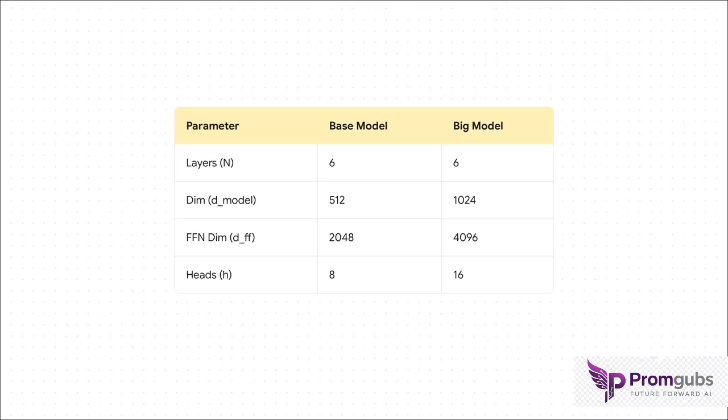And this table here shows you how we scale these building blocks up. To go from a base model to a bigger, more capable one, we don't necessarily just add more layers. Instead, we increase the dimensions. We make the model wider. We give it a larger embedding dimension, a bigger feed-forward network, and more of those attention heads to work with.